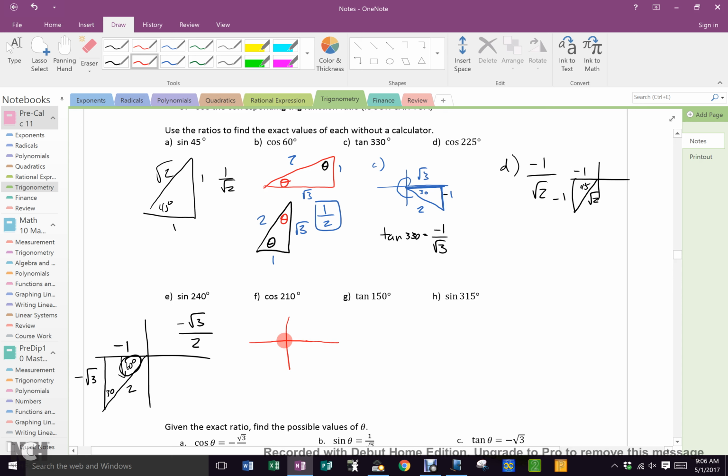So, where's 210 going, Joel? Right there, yes? So what is this angle right here? Because that's the angle I care about. 30. Once I have 30, 1, √3, 2. Negative, negative.